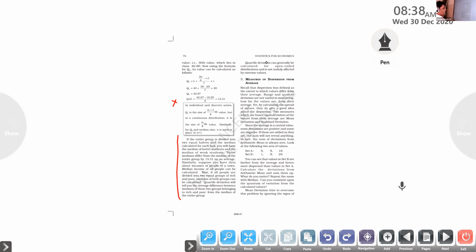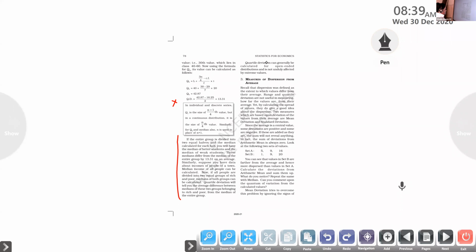If it is a big number, we are able to understand that the difference between the lowest and highest is too high, so the disparity is huge. That is the usefulness of finding the range and quartile deviation. Similarly, suppose you have data about the income of people of a town; the median income of all people can be calculated. Now, if all people are divided into two equal groups of rich and poor, the median of both groups can be calculated. So we can use this method.